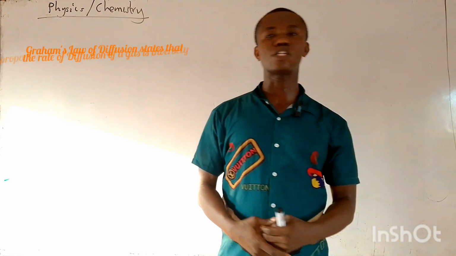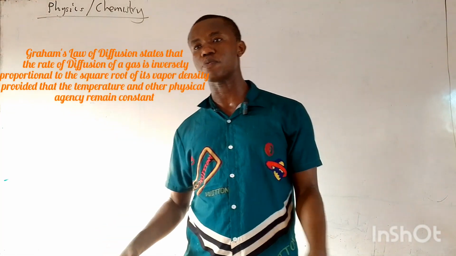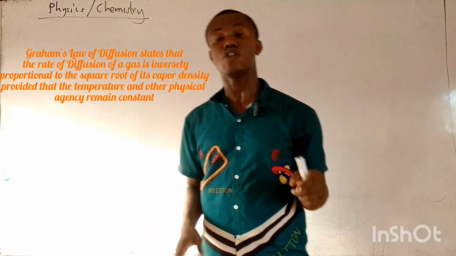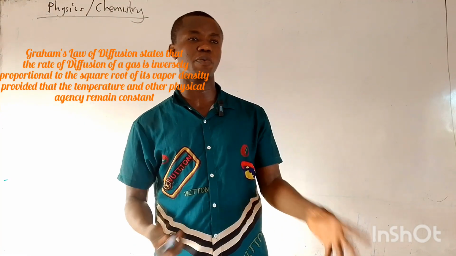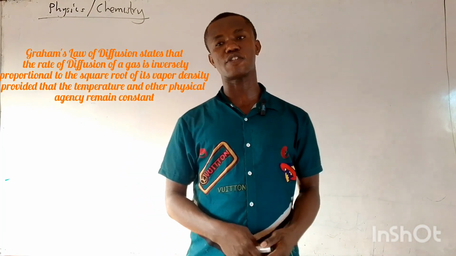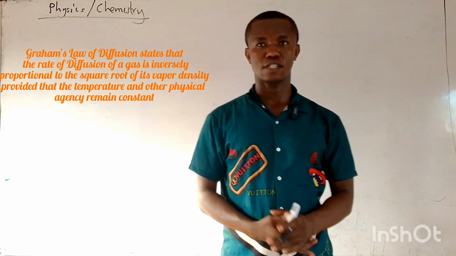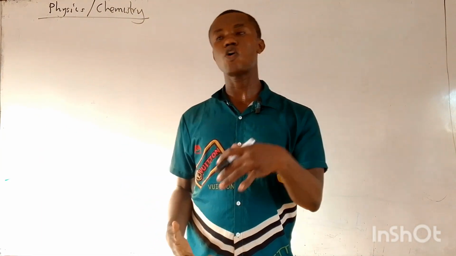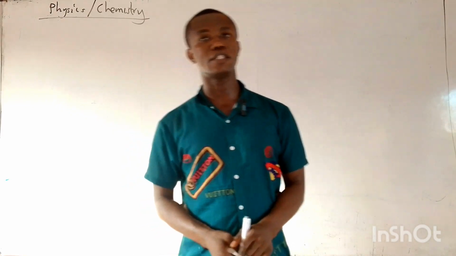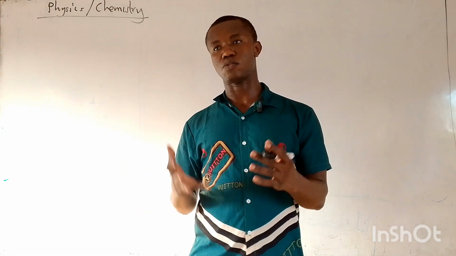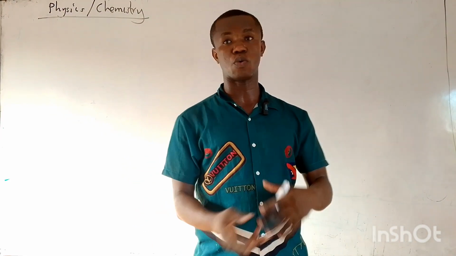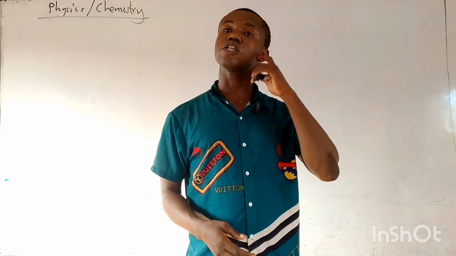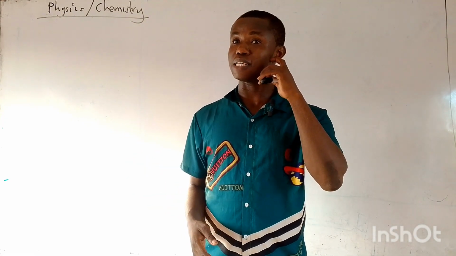The rate of diffusion is inversely proportional to what? To the square root of what? The rate of diffusion of a gas is inversely proportional to the square root of its vapor density. Do you understand? And I told you that in WAEC, JAMB, or whatever exam you are writing, they will not give you the vapor density like that, okay?